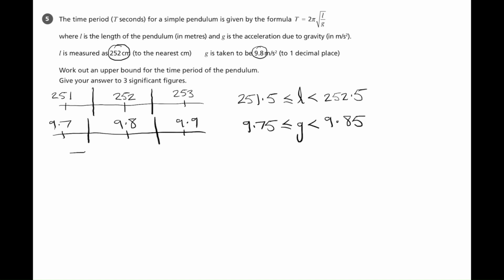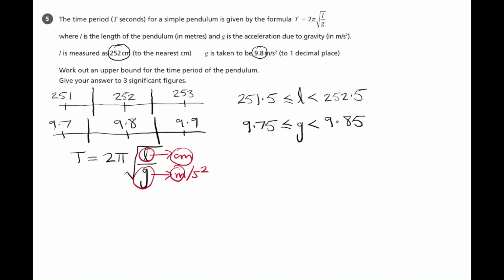So, looking at the formula, T is 2 pi multiplied by the square root of L over G. We need the overall highest value for T. Firstly, we need to note that the units for L are centimetres, but the units for G are metres per second squared. So the lengths are different, and because we're going to combine them, we need them to be the same. So it will probably be easier to convert L into metres.